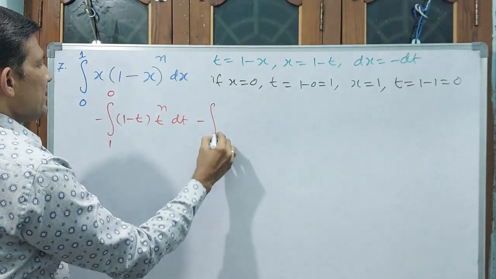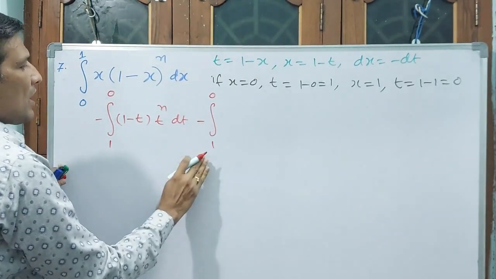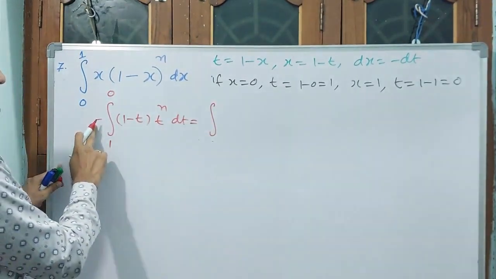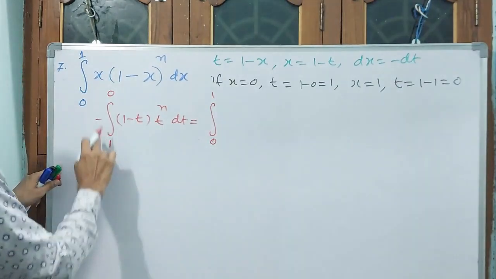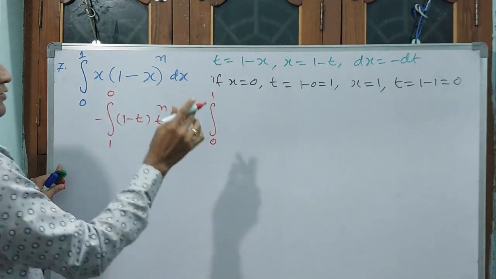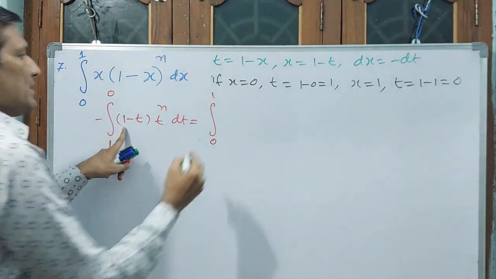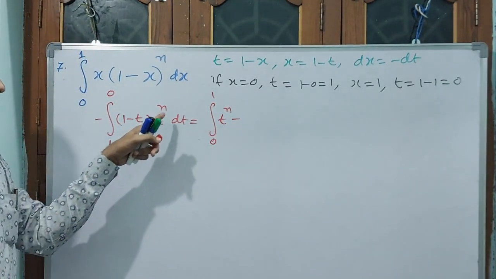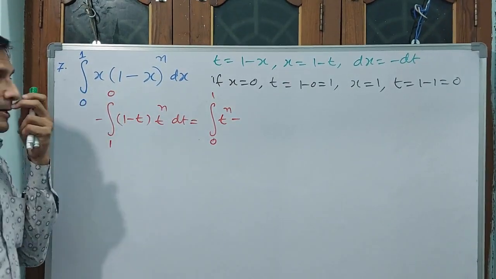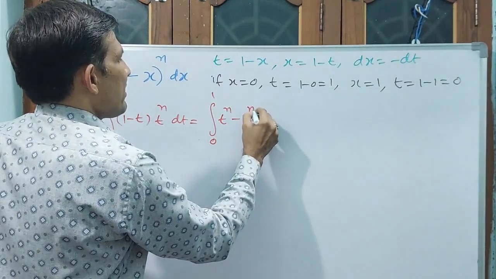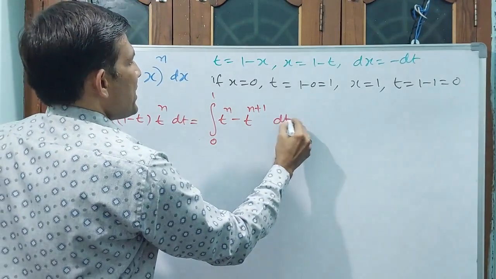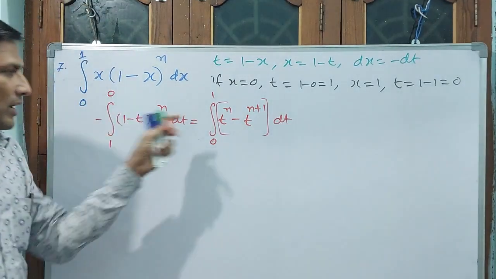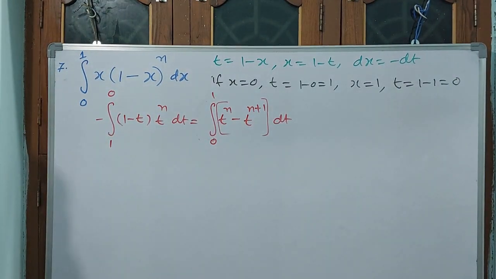See, minus integral 1 to 0. Or else shall I take 0 to 1? Definitely I can take. Minus I want to remove. 1 to 0 is going to become 0 to 1, and minus is going to be removed. Integral of t power n minus t power n into t, that is t power n plus 1, dt. But you see this bracket you have to apply like this. Is it okay? Definitely okay.